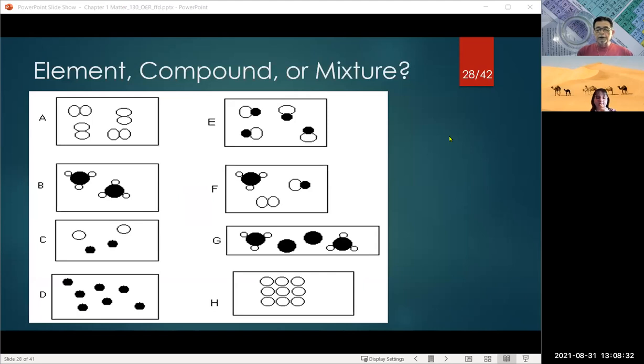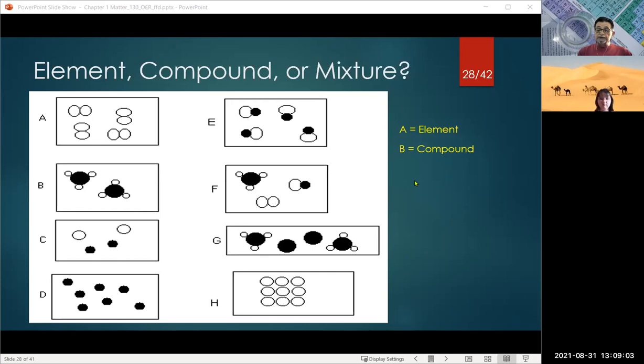So what we have here is the question. We got the A through H, and the question is, all right, do we have an element? Do I have a compound, or do we have a mixture? What does A represent? Just like we did the previous one, definitely an element, and more specific, a diatomic element. Okay. B, it consists of 3 white ones and 1 dark one in the center. Okay, definitely by definition, a compound.